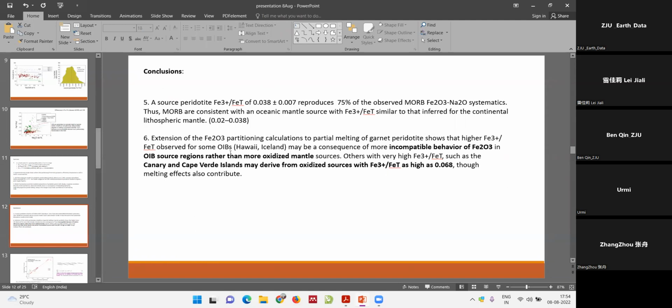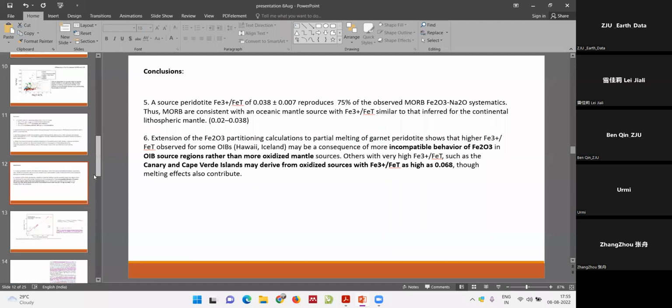And the higher Fe3+/Fe total observed in some oceanic island basalts can be due to the incompatible behavior of iron in source regions rather than a more oxidized mantle. In other cases, for example Canary and Cape Verde, the possible reason for the high Fe3+ concentration is an oxidized source, and this source can be as enriched as about 0.068. Melting effects can also contribute, but they have not quantified its impact. So these are the major conclusions.